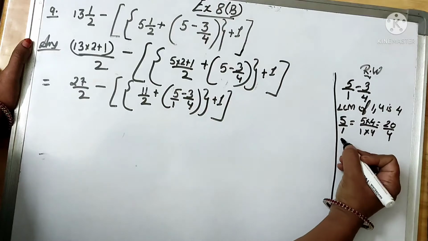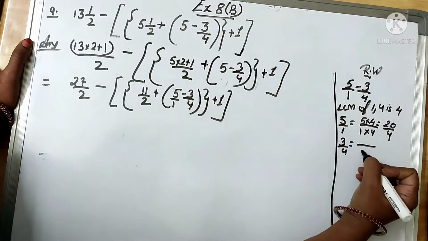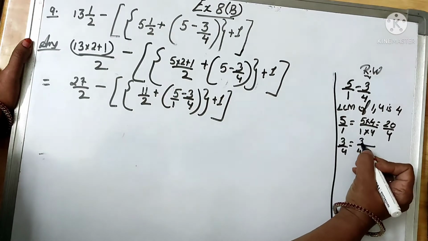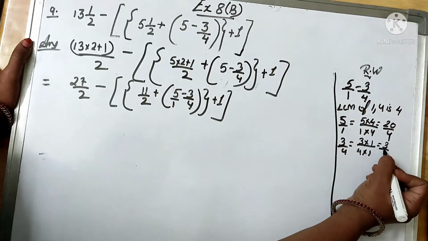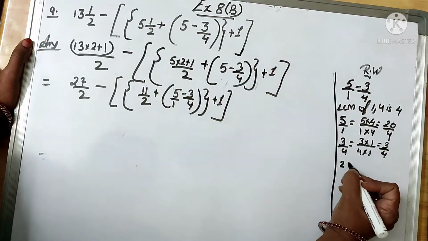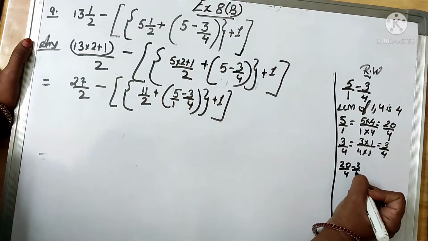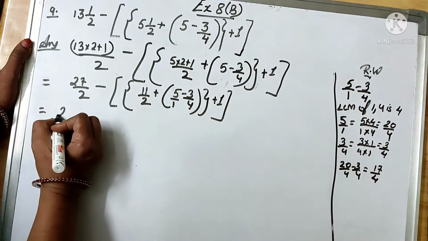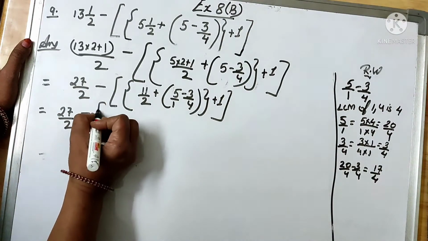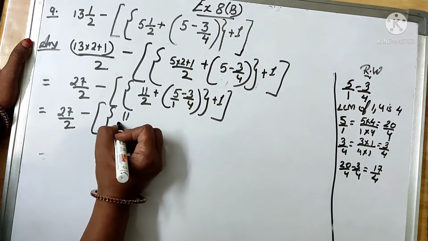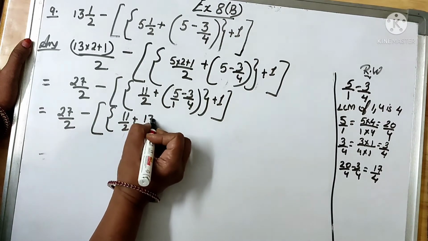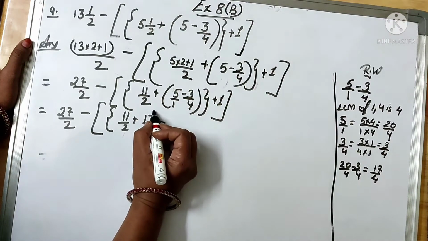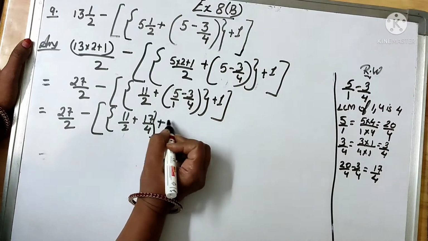Okay, and 3/4: if I have to make the denominator 4, then I have to multiply by 1, it comes out to be 3/4. Now 20/4 minus 3/4 is equal to 17/4. Now in the next step what I am going to do is minus, 11/2 plus 17/4 minus the curly bracket closed, okay, and plus 1.